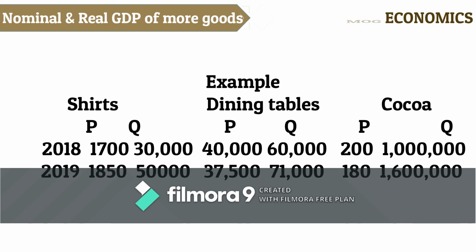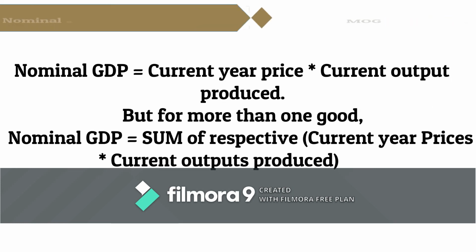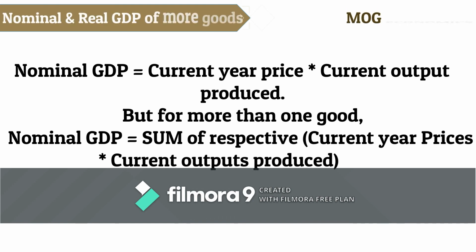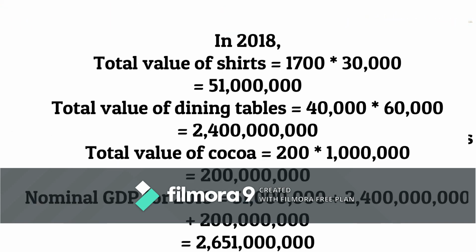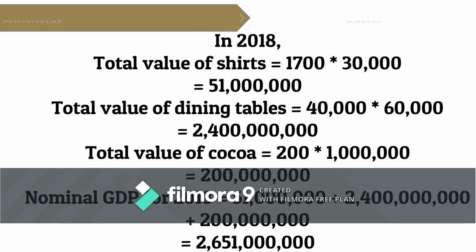So how do we calculate the nominal GDP for 2018? Remember that nominal GDP is calculated as the current year's price multiplied by the current quantity or output produced. Here, because we have three different products, we are going to sum up their respective values. Now, what do I mean? For shirts, the total value of shirts equals 30,000 times 1,700 naira, and that gives us 51 million naira.